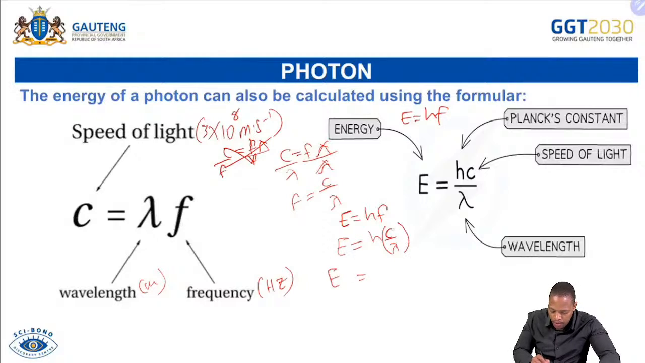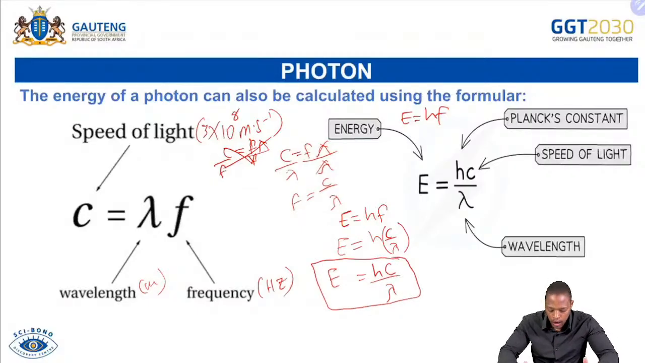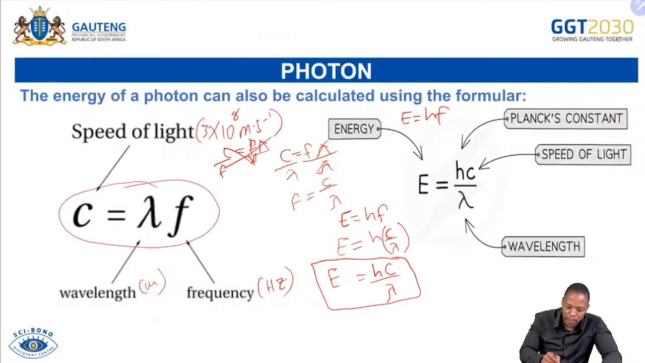Where if I simplify and multiply out, I'll get H times C, which is HC over lambda. This gives a shortened method of calculating energy if given the wavelength, when I do not have the frequency. Grade 12, if it happens that I am not given the frequency, I can still calculate using this shorter formula.